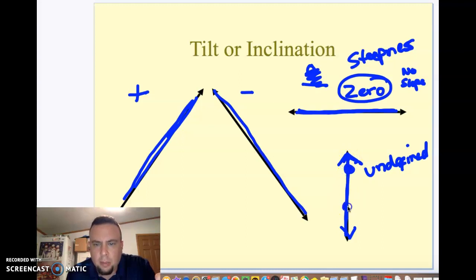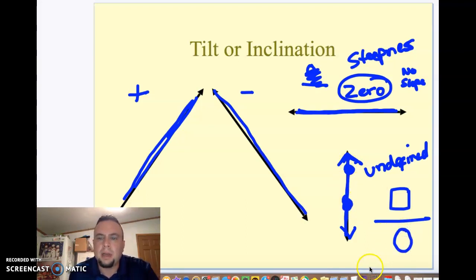If you pick any couple points, there could be any change in these points. It doesn't matter what change it is. There's going to be a number up top, some kind of vertical change over... It's supposed to be horizontal change down here, but there is no horizontal. From this point to this point, you don't go anywhere horizontally. So there is no horizontal change. So it's divided by 0.